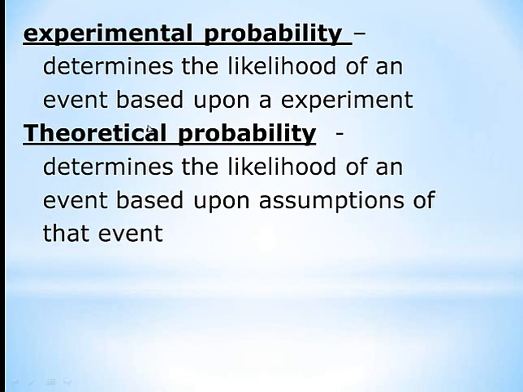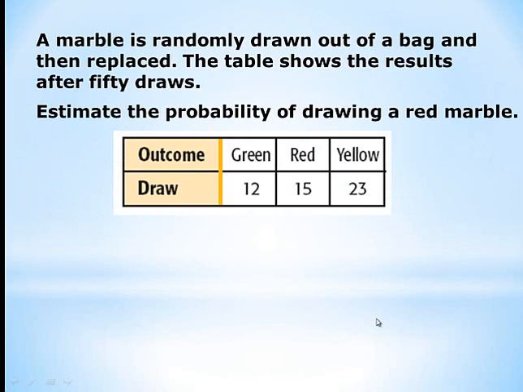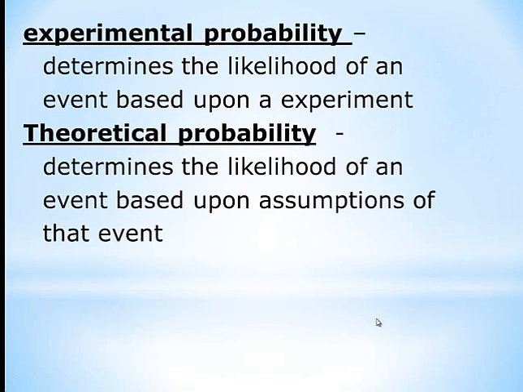And theoretical probability is the likelihood of an event based upon what the assumption is of that event. What's the probability of getting a heads? 1 out of 2. Experimental probability and theoretical probability may not match up. However, over a long period of time, the more experiments you do, the better the experimental probability will equal the theoretical probability. Okay, go ahead and hit pause and copy these down.